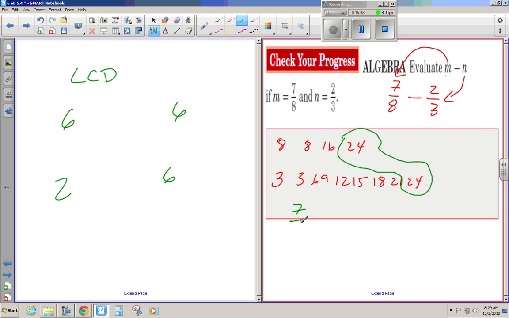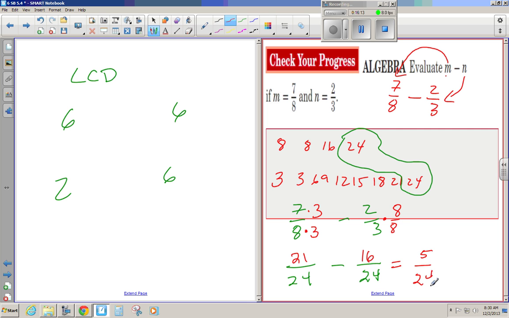So 7/8 is going to become some number of 24ths. Minus 2/3 is going to become some number of 24ths. Well, now you have to remember that to get to 24, you have to multiply by 3/3, and you have to multiply by 8/8. So my numerators now are 21 and 16. So 21 minus 16 is 5/24, which is the simplest form.